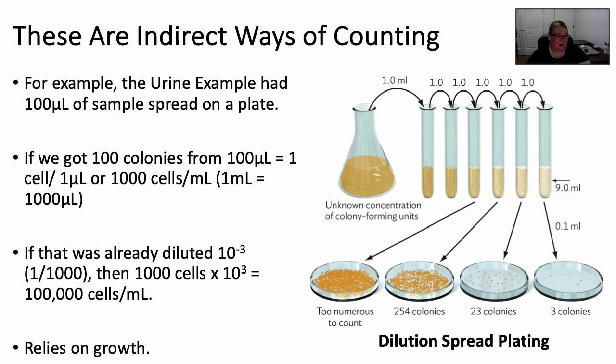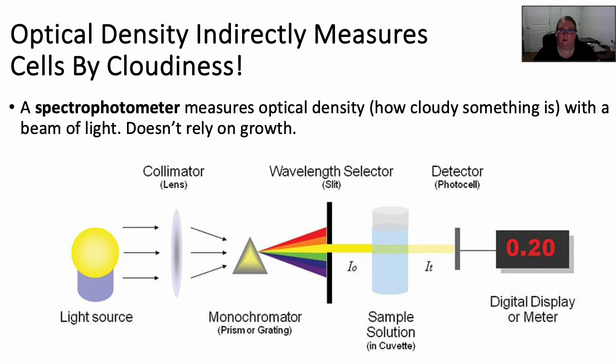Okay, so indirect ways of counting only count viable cells, and they rely on growth. They take time. Now, what if we need to make a diagnosis more quickly? What are we going to use? We actually are going to use something called a spectrophotometer. A spectrophotometer is going to measure what we call optical density. Optical density is just how cloudy something is. Now, with a sample, the more cloudy a sample is, the more cells there are, the more growth there is.